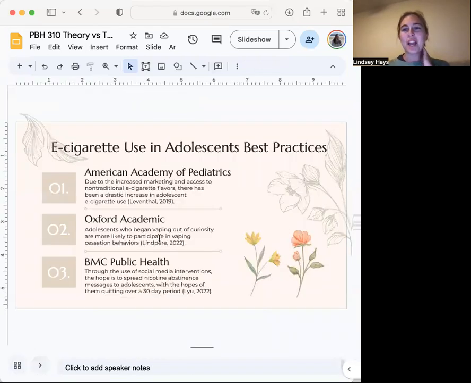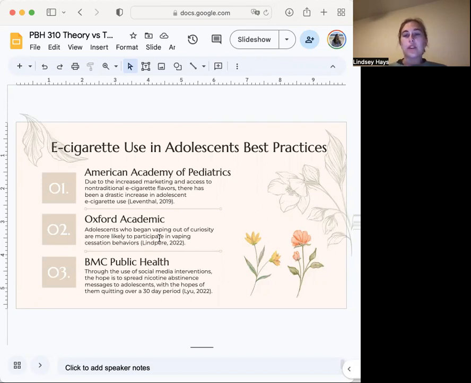Some of the best practices for e-cigarette use in adolescence. These are three examples of scholarly articles that I looked at. The first one talks about how non-traditional e-cigarette flavors, like fruity, cotton candy, anything like that, are increasingly marketed towards younger people, which has led to a drastic increase in e-cigarette use.